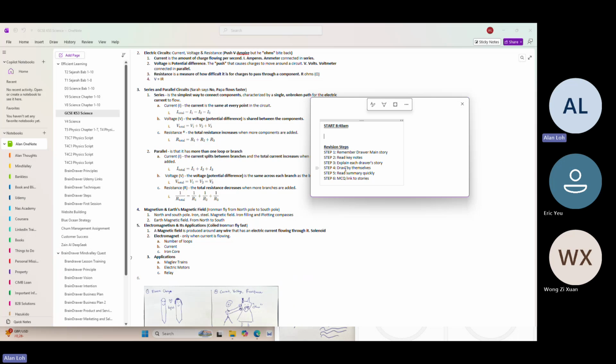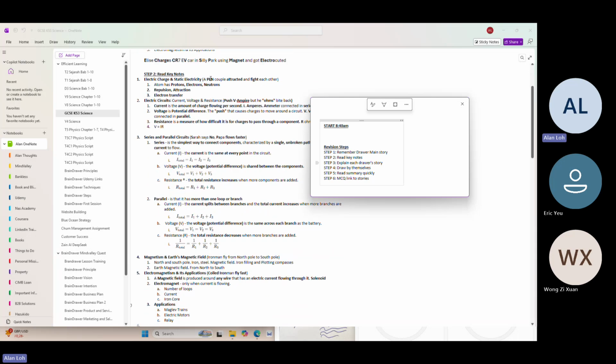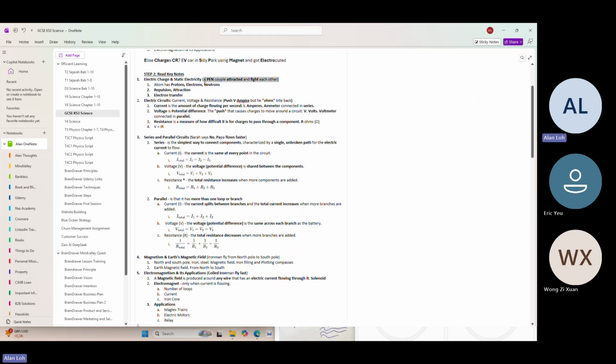So now step number 3 is explain each drawer. Okay, let's go into the bracket. The bracket is the short story that I created for each drawer. And the story doesn't make sense. It is a silly story. And that is the purpose. That is the reason. I need to have emotion in it to create long-term memory.